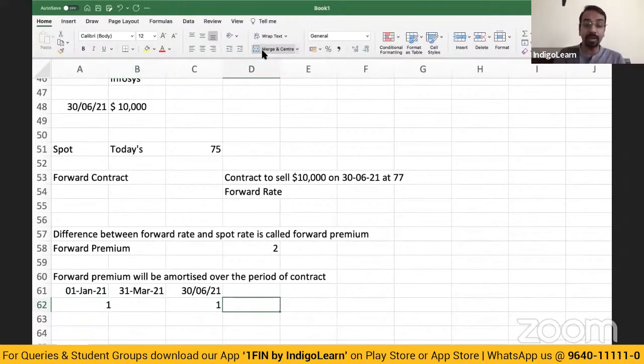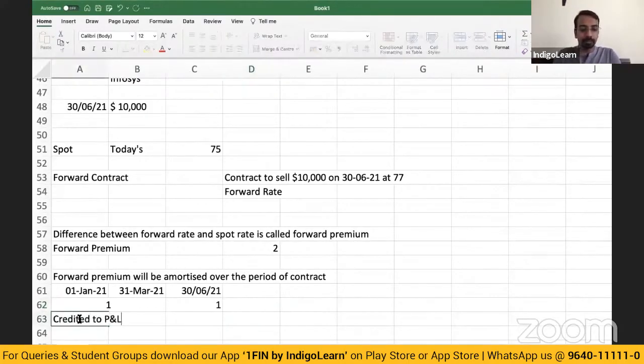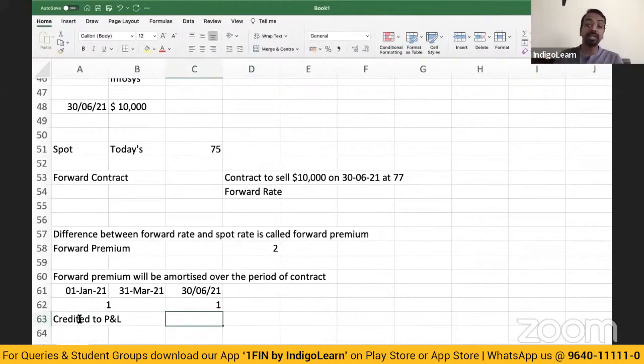Now here I gave an example of a receipt. Similarly, there could be an example of payment. I do not want to take the risk and I enter into a forward contract with the banker or with another party. I agree for a higher rate. There is a forward premium payable. That forward premium payable will be amortized over the period of the contract. Amortized means what? If it is an inflow, it will be credited to P&L in the respective period. If it is an outflow, if it is a payment, then it will be debited to the P&L over the period of the contract. This is what is called forward premium and the accounting treatment.